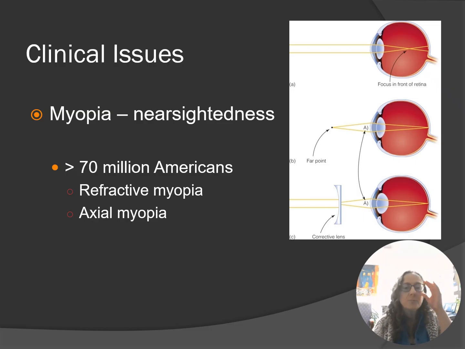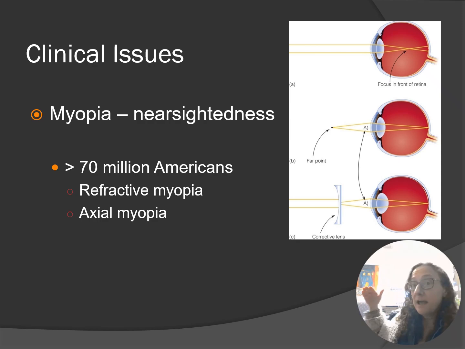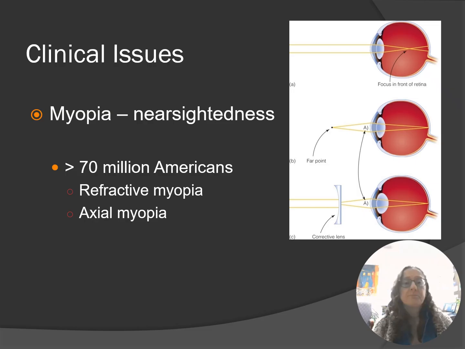So myopia, more than 70 million Americans have myopia, and it is to some extent genetic and to some extent environmental, and it does look like we have more myopia in developed nations because we are doing things like looking at our screens a lot, getting too close to our screens, looking at books, and not looking out far away, and really just exercising those muscles, as one suggestion.